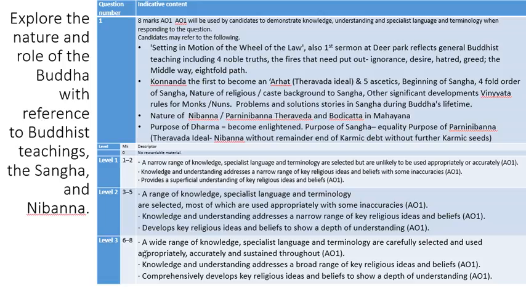This is level 3, appropriately, accurately, and with sustained thought throughout. Knowledge and understanding addressed to a broad range of key religious ideas and beliefs. Comprehensively develops key religious ideas and beliefs, and shows a depth of understanding. So any one of these following could be an 8-mark question, but I've done three. I've done an over-the-top question. Here we go.